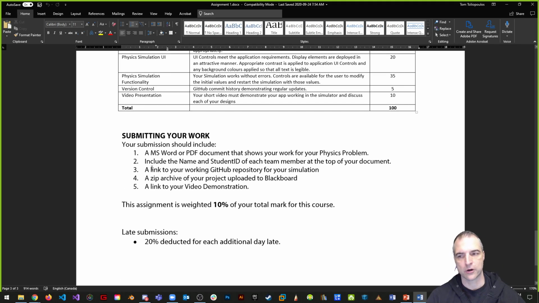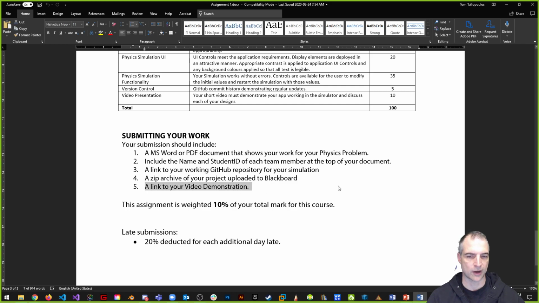For submitting your work, you must have an MS Word or PDF document that shows your work for your physics problem, and include the name and student ID of each team member at the top of your document. This is important. A link to your working GitHub repository for your simulation, a zip archive of your project uploaded to Blackboard, as well as a link to your video demonstration. I recommend YouTube. You can use other streaming providers.